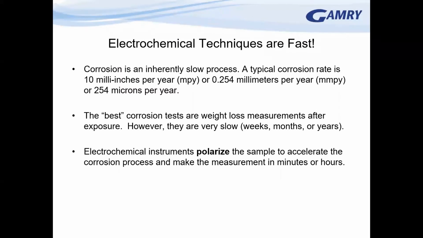Corrosion is inherently a slow process, where a typical corrosion rate can be something like 10 milliinches, or 10,000ths of an inch, per year. And the gold standard for corrosion testing is weight loss measurements, but these can take days, weeks, or months, or even years to get results. In electrochemical techniques, we're going to accelerate that process through polarization, leading to results in minutes or hours.